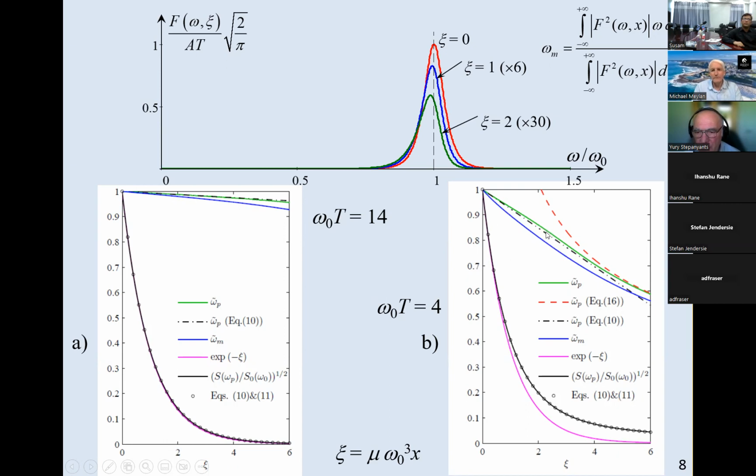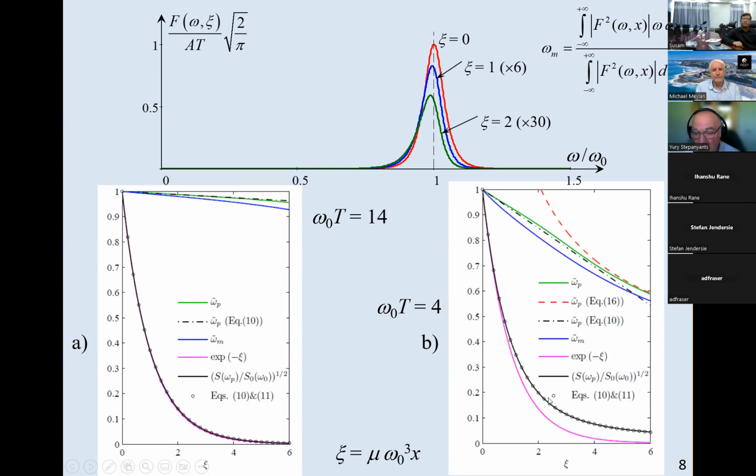a notable difference between the shift of peak frequency and the mean value of frequency. So they are presented here. And also we have here the dependence of amplitude on distance. Within the framework of purely linear theory, we have such a simple exponential decay.